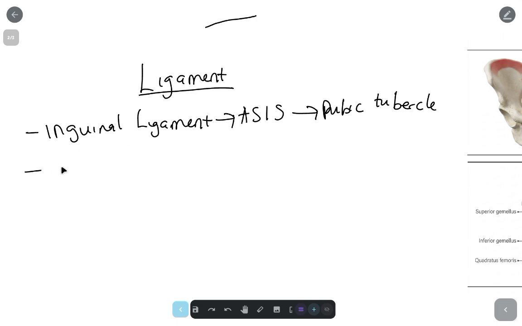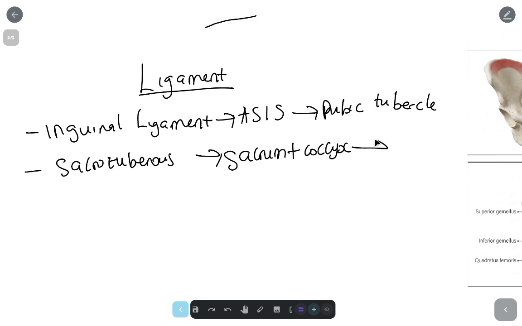So another ligament you have to know is the sacrotuberous ligament. So this sacrotuberous ligament, where does it originate from? From the word sacro, you should have known that it originates from the sacrum and the coxae, and it inserts at the ischial tuberosity.